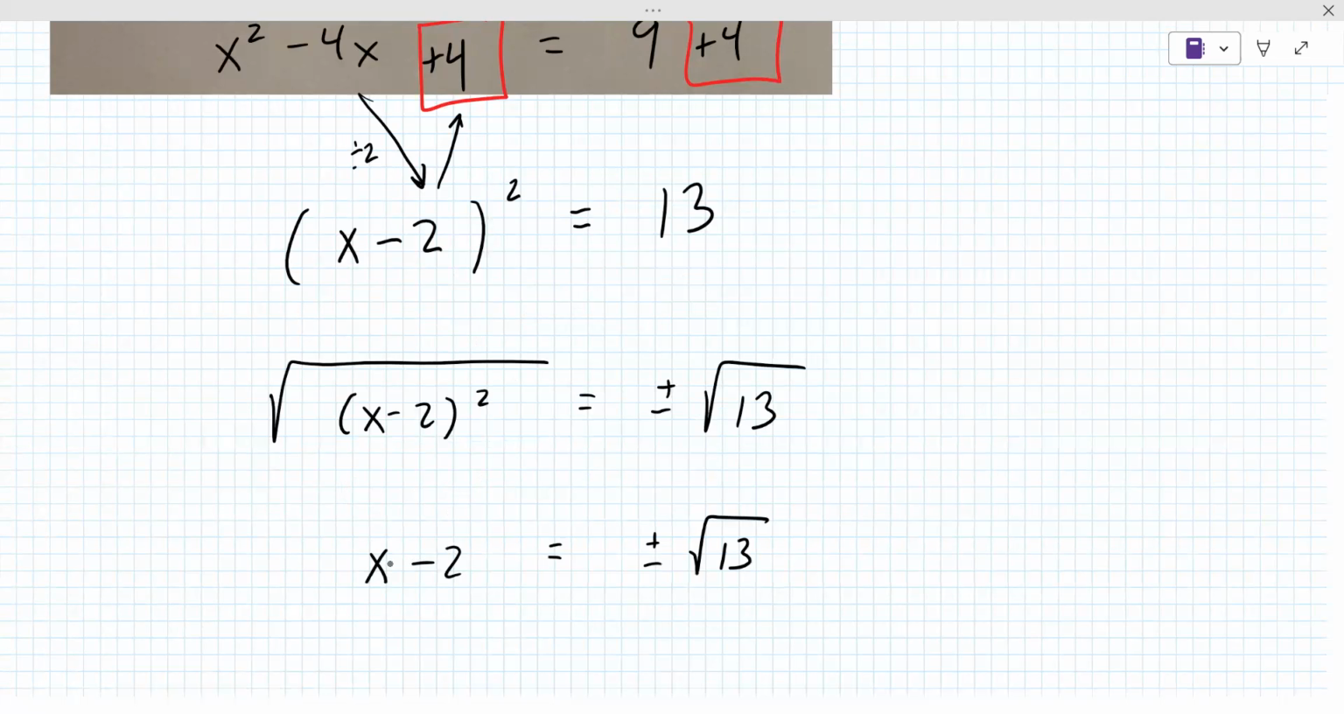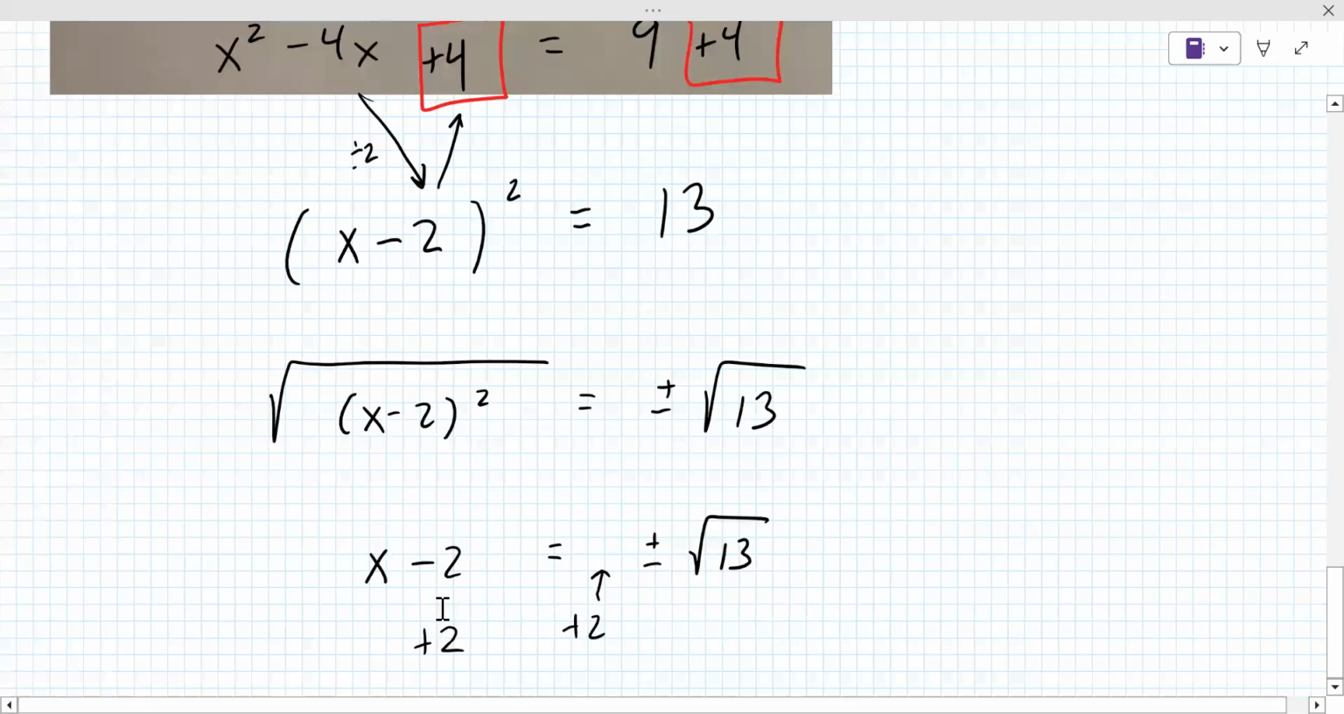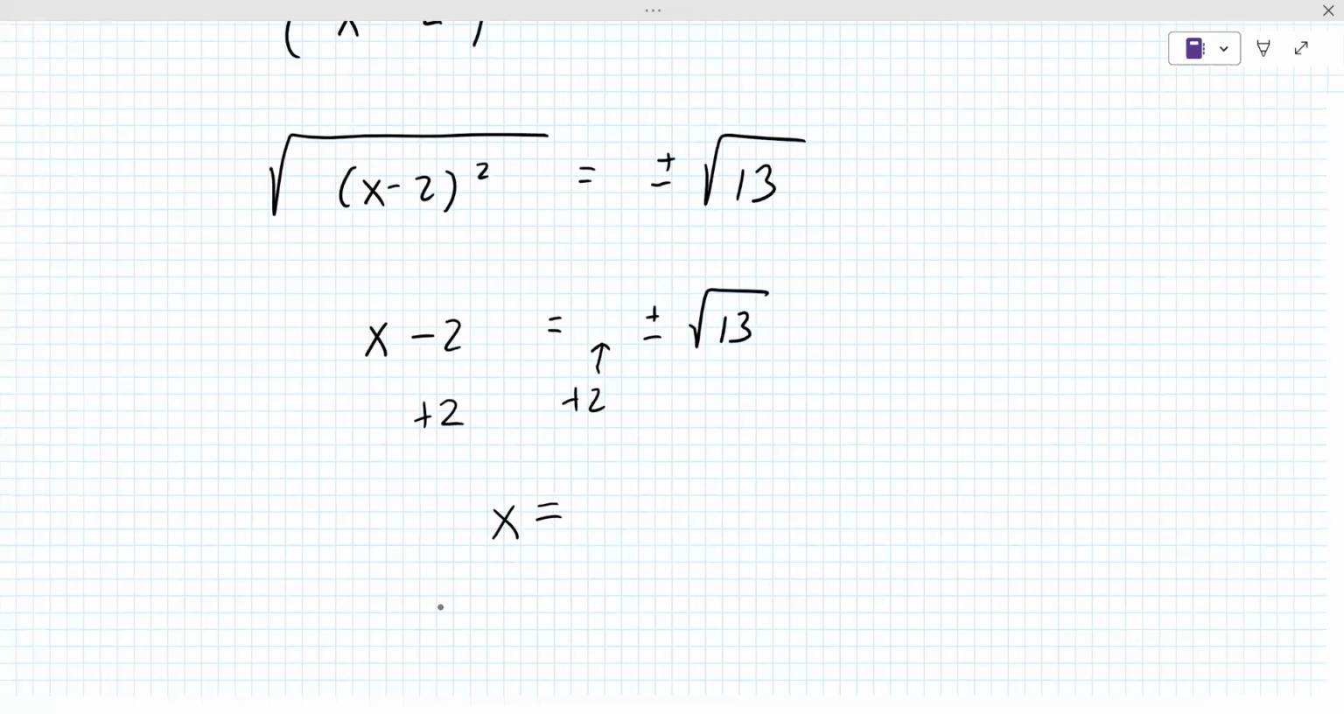All right, what do we do from here to solve? Gotta add 2 to both sides. Yeah, and since you don't know the square root of 13, you just leave it in this maybe uncomfortable form where it's not really reduced, but that is what it is. Nothing else that can be done.